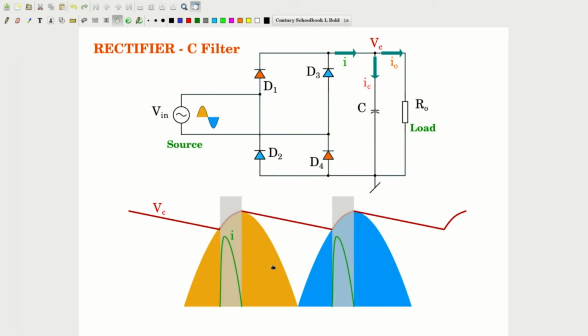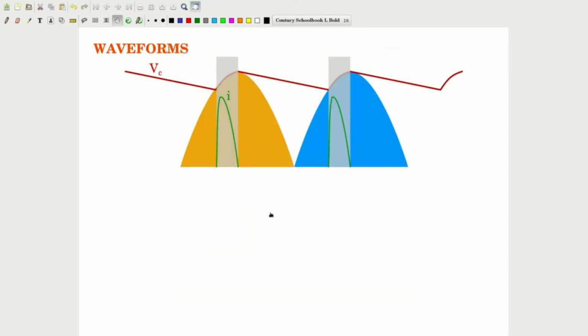Now this current will repeat every half cycle as shown here. What happens during the first cycle when the capacitance is not charged? We will look at that a bit later. Let us first clarify the other components of the current. Now we see that this is the waveshape of the voltage with a ripple, and this is the current that is flowing out of the rectifier just before the filter.